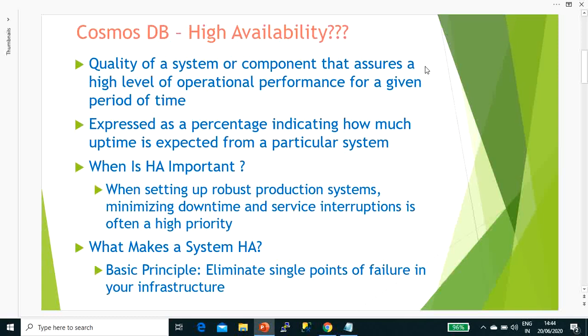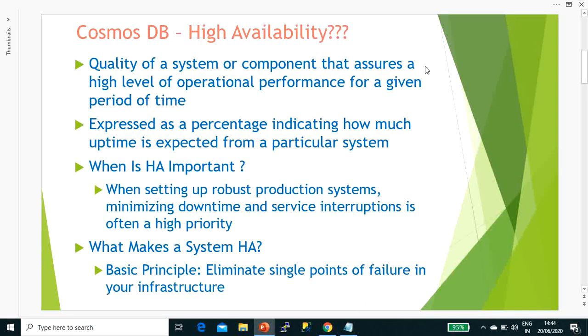Now, the question is when this high availability architecture or infrastructure is important. It is important when you are setting up any robust production systems, wherein downtime should be as minimum as possible and service interruption is very critical. That means this production system cannot afford to have higher downtime or service interruption. So this is where we need to have this high availability architecture in place.